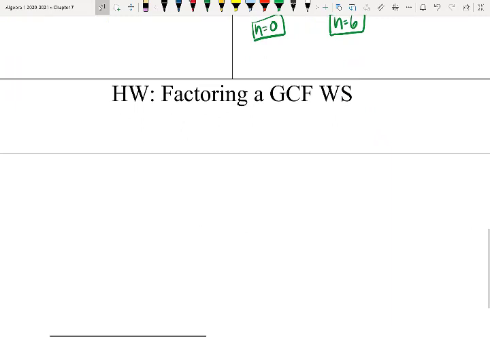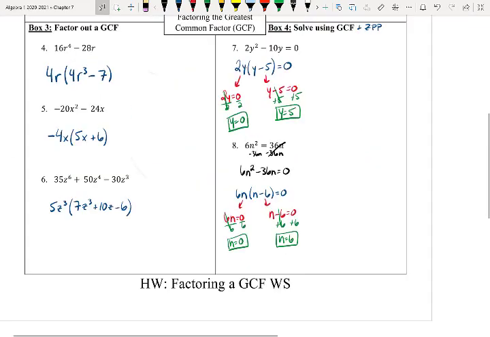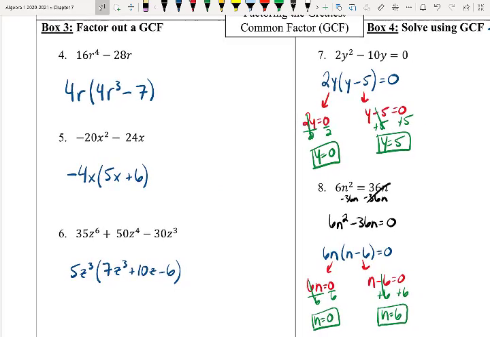Your homework is the Factoring a GCF worksheet. It's posted on Classroom. Those who are in person have a hard copy of it. It is a worksheet that is just factoring GCFs, so it's all problems like box 3. I just give you polynomials, and you have to find the GCF and factor it out.